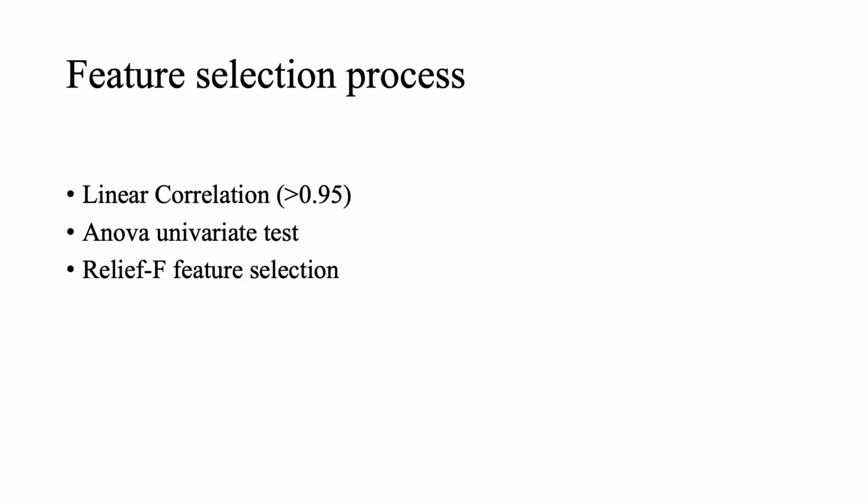Now let's take a deeper look at the feature selection process. As you might recall from the previous slides, the most optimal feature selection routine was the correlation-based dimensionality reduction, which we call CDR, followed by ANOVA, followed by ReliefF. In CDR, pairwise Pearson correlation is computed, and for each pair that has a correlation of greater than 0.95, only one feature out of the two is retained.